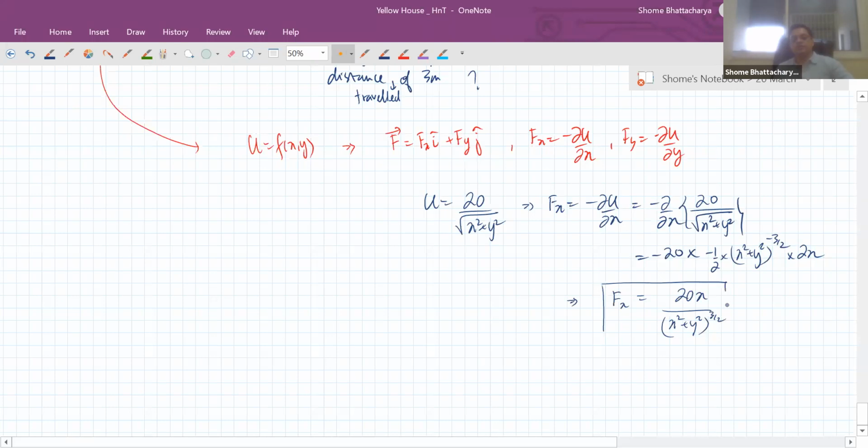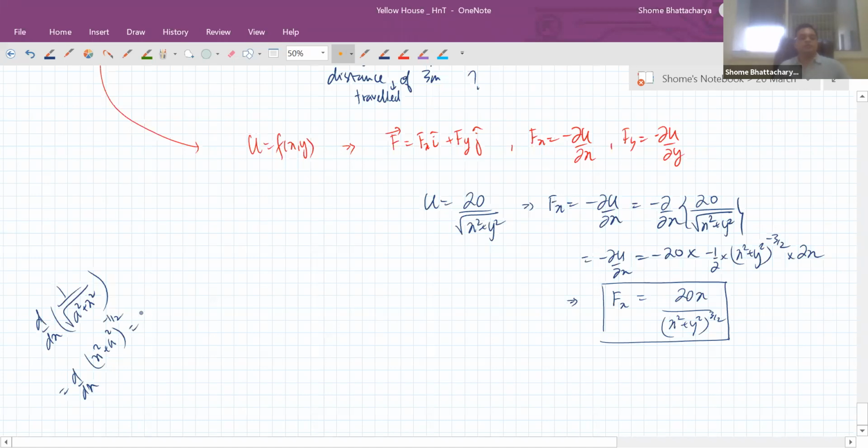So make sure these steps are clear to you. I'll just show you on the side how we are doing the differentiation. Differentiation of, for example, 1 upon square root of some constant a square plus x square. How we do this? This is equal to differentiation of x square plus a square to the power minus half.